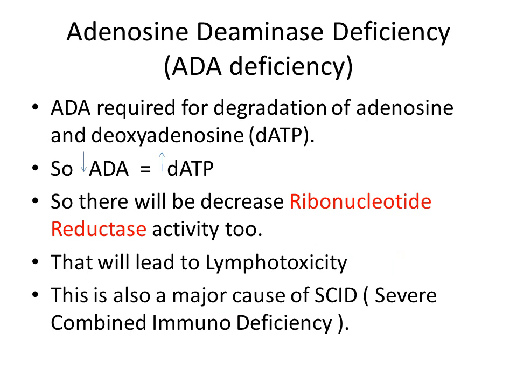Now we'll see adenosine deaminase deficiency, which is ADA deficiency. ADA is required for degradation of adenosine and deoxyadenosine, which is dATP. So if we have less ADA, then we will have more dATP. So there will be decreased ribonucleotide reductase activity too. If we have more dATP, that will give negative feedback to this enzyme, and that will decrease its activity too. That will lead to lymphotoxicity, and this is also a major cause of SCID, which is severe combined immunodeficiency.